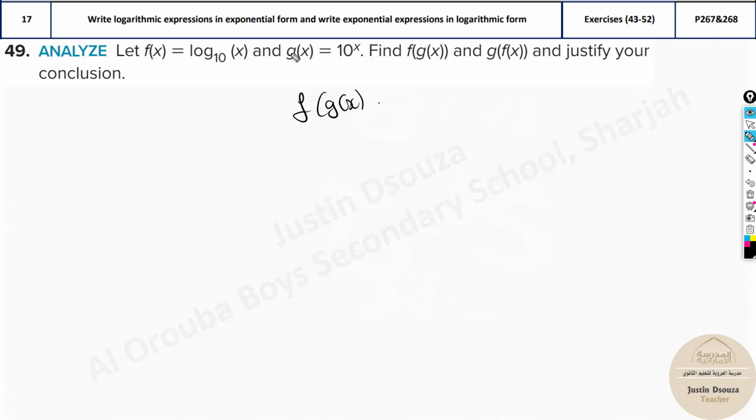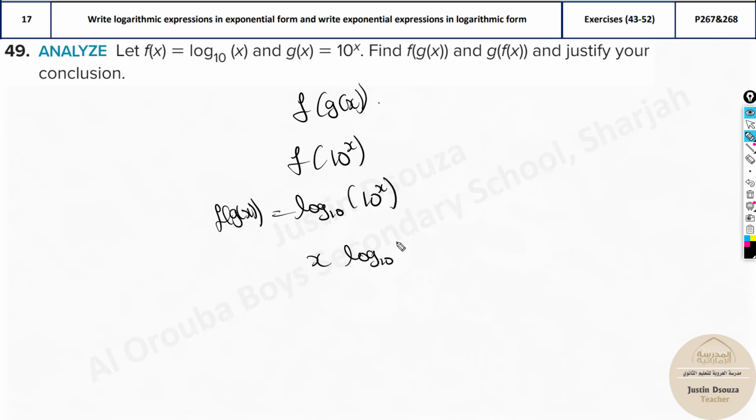What is the inner function? g of x. So substitute, what is g of x over here, given as 10 to the power x. Now what is the function f of x? Log base 10 of x. Wherever x is there, you should put 10 to the power x. So this becomes log base 10, instead of x you put this one, right? So f of g of x means g of x is 10 to the power x, instead of this x I put 10 to the power x. Now look, this x comes down, and what happens? Log base 10 of 10 is 1, so x into 1, the answer is x. So that's it, that is the answer.